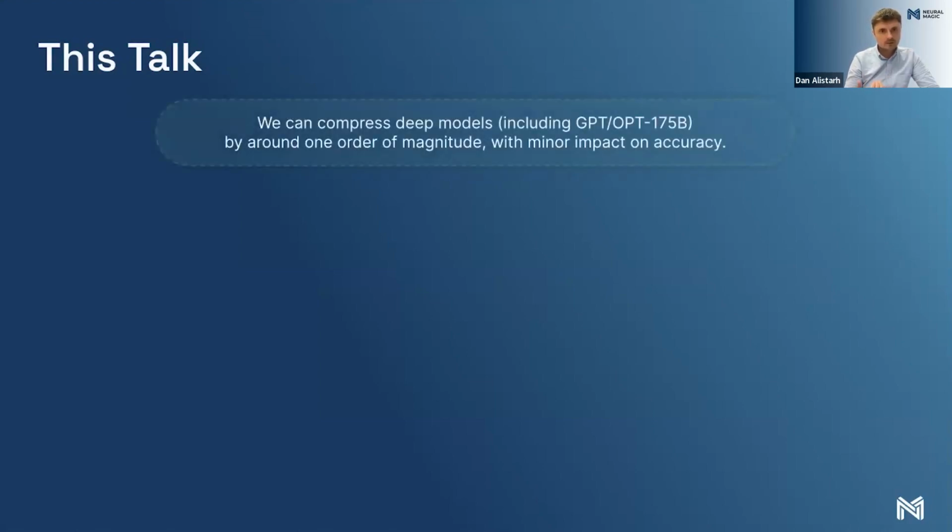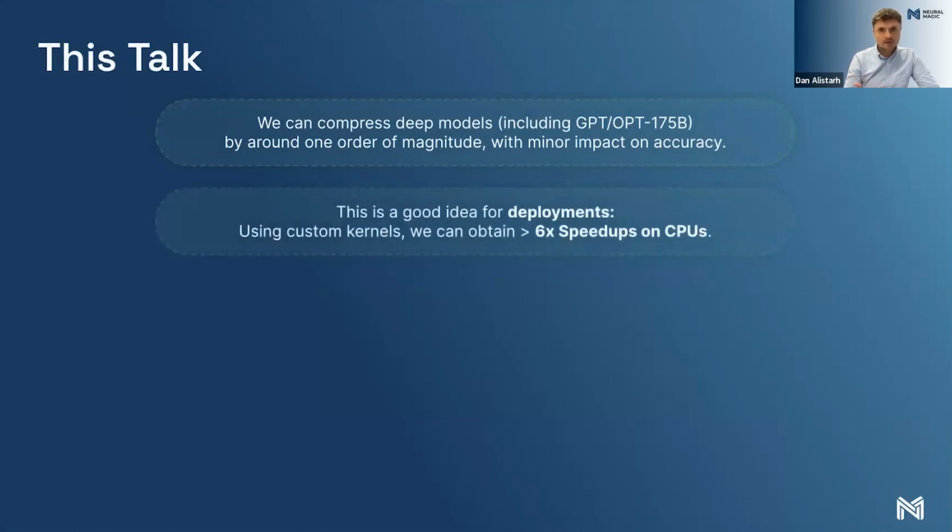The good news here is that we can compress such models, including the GPT, OPT quality and size type of models, by more than one order of magnitude, with minor impact on their accuracy. This is a good idea in terms of deployment. Using Neural Magic's custom implementation, you can obtain more than 6x speedups on CPU. So you can actually run several tokens per second.